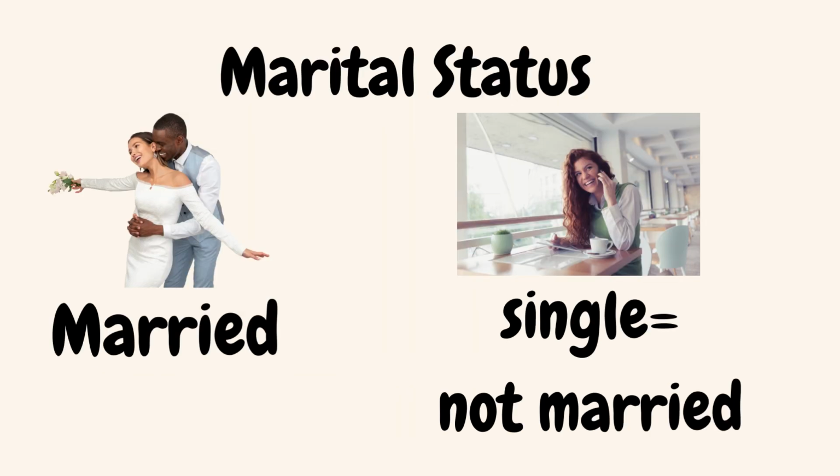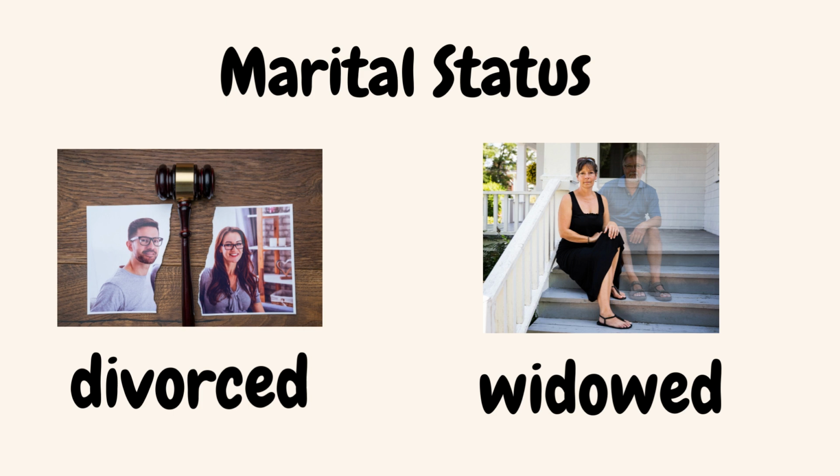There are 4 basic ways we can describe marital status. The first is married. This means you have a husband or a wife. Single means you are not married. Divorced means in the past you were married, but now you are not married. And last, widowed. This means your husband or your wife has died.